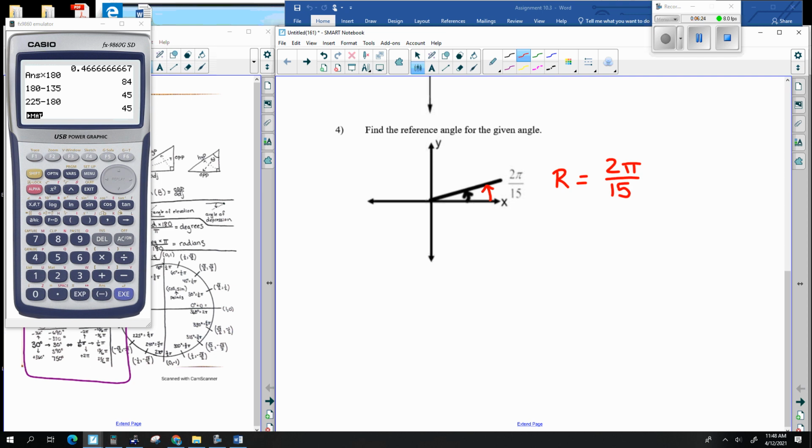When you're talking about radians and you need to give a reference angle in radians, you can use the formula sheet, but just substitute 180 as being pi or 360 as being 2 pi. Just make the substitution. Easy peasy.